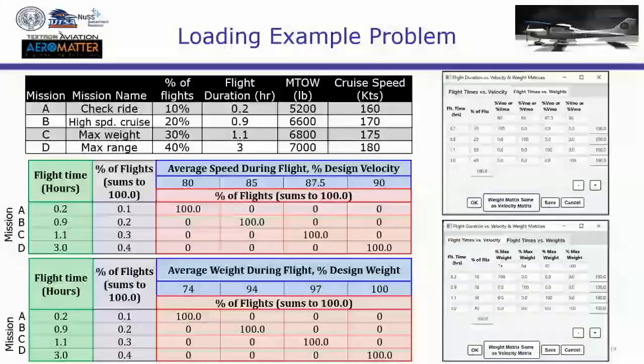So I can, for example, say for my flights that they are 0.2 hours, which is the 10%, I can say 50% I fly at 80% and 50% I fly at 85%. But the main thing is this value has to be equal to 100. Then for the weight, you can do exactly the same. You can have all your different weights, and then you can have the percentage where you have those weights. So this is how you input those into SMART.